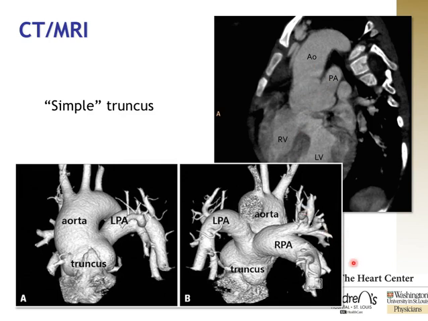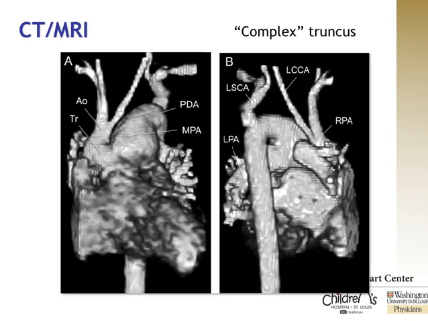And the three-dimensional reconstructions can demonstrate the anatomy often even better, particularly the branching of the great vessels coming off the base of that single truncal vessel. And this demonstrates the complexity that we'll often see with an interrupted arch with a truncus.